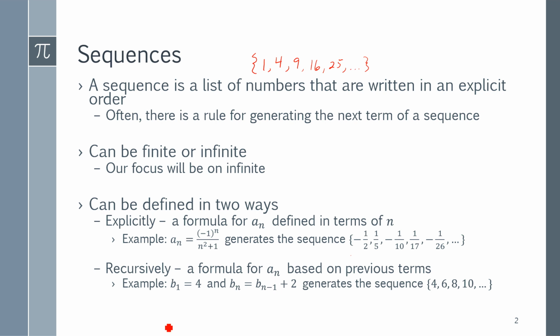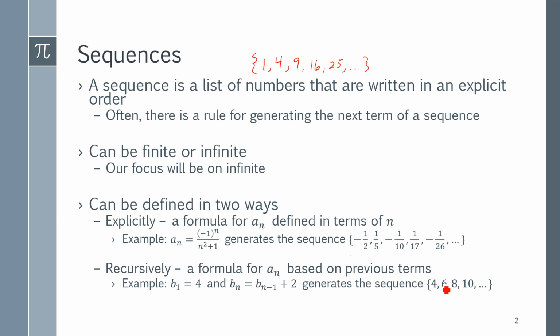The other is recursively, which is where I write a rule for the nth term based on the n minus first term. In other words, the term immediately preceding it. I could use other terms earlier on, but it's always based upon an earlier term. Commonly, it's going to be the one right in front of it. So here, if I say the first term is 4, the nth term means take the n minus first term plus 2. So take the term right before it and add 2.